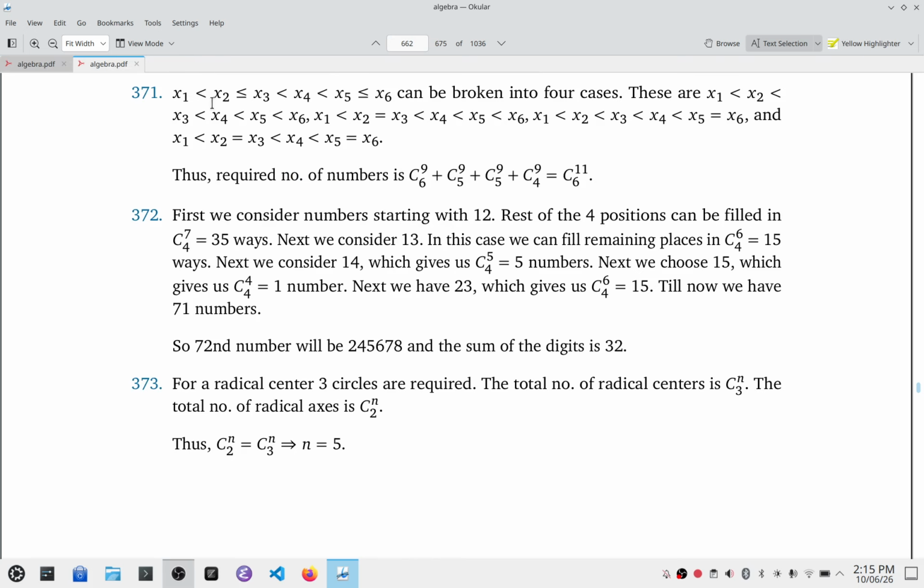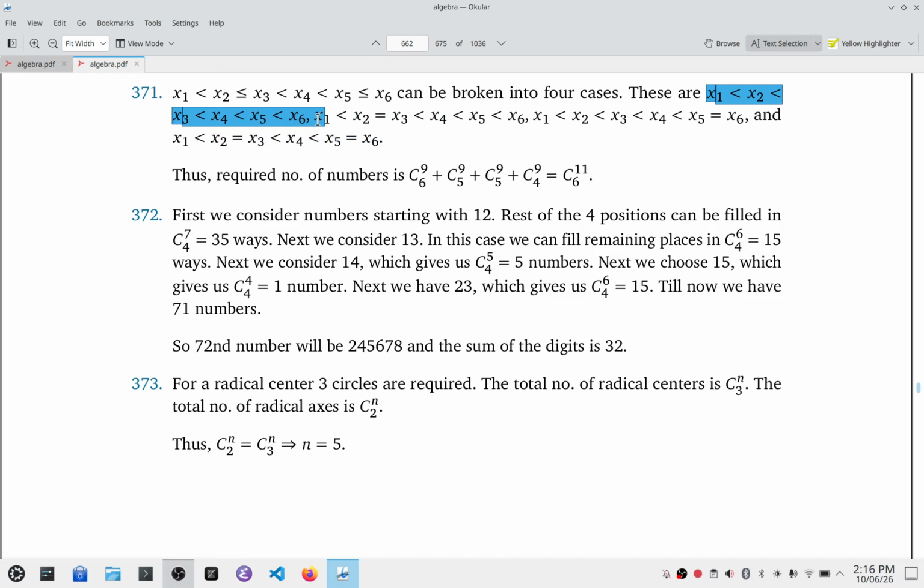So the given condition can be broken into 4 cases. The first case is the numbers are strictly in increasing order. The second case is the numbers are in increasing order but x2 is equal to x3. The third case is the numbers are in increasing order but x5 is equal to x6. And the last case is when x2 is equal to x3 and x5 is equal to x6.